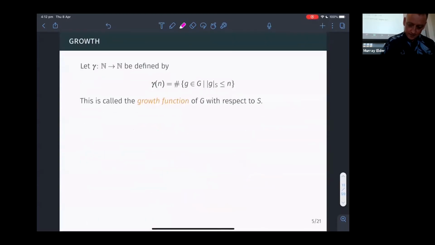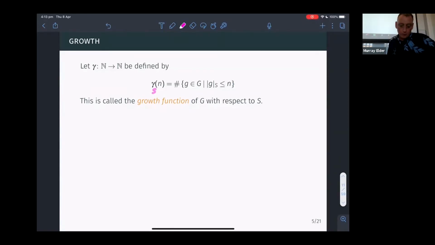So let's move it up a notch. This is the definition of growth. Little gamma is a function which takes an integer n and sends it to the number of group elements that have some way of writing them of length less than or equal to n. Maybe the gamma should have a little subscript of S, because it's going to change. That's a function that you could compute if you had enough time and you could solve word problems. You could actually calculate this for a group that we give you. That's called the growth function of G with respect to S.